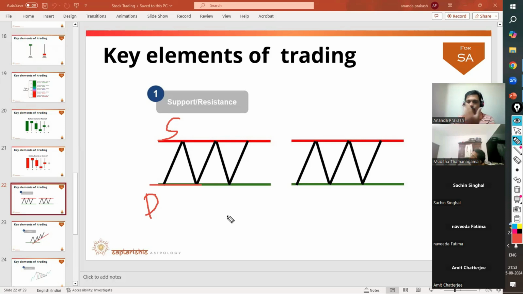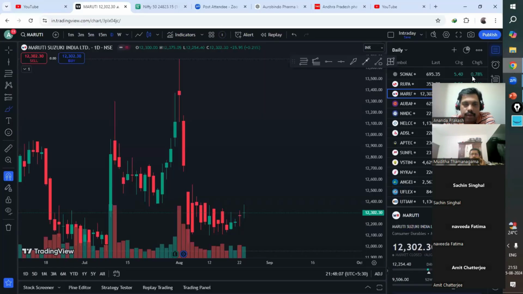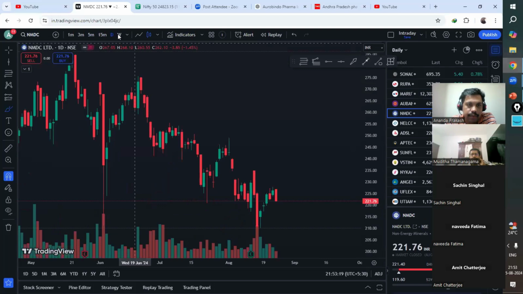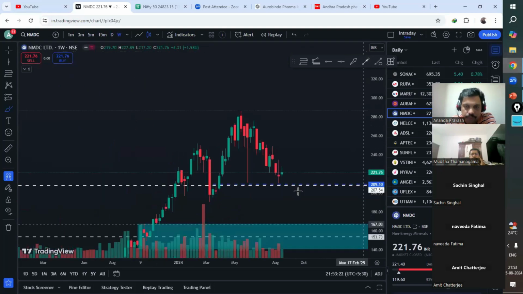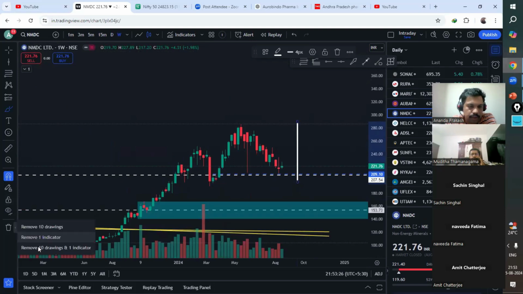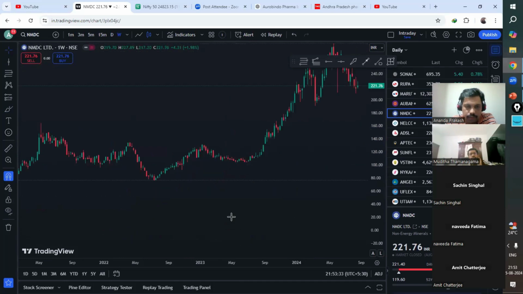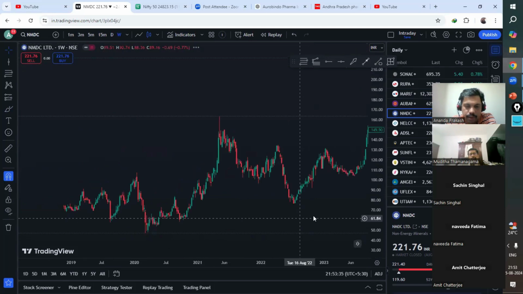Okay, so that is what we call support and resistance. How do we mark it in the chart? I'll explain that. Let me go to the chart. Let me take the NMDC. I'll take the weekly chart. So let me remove all my drawings. Okay, see. Now this is the NMDC chart. Okay.